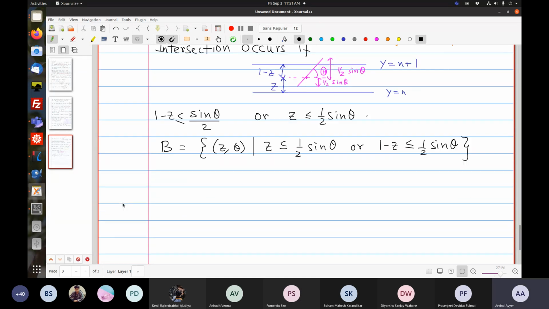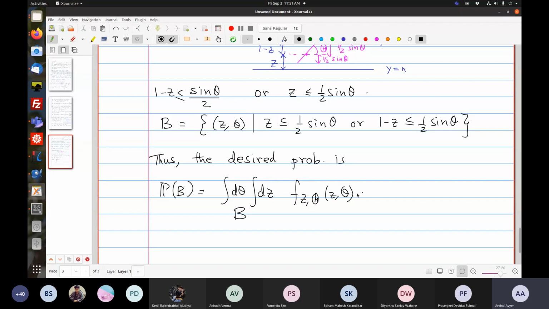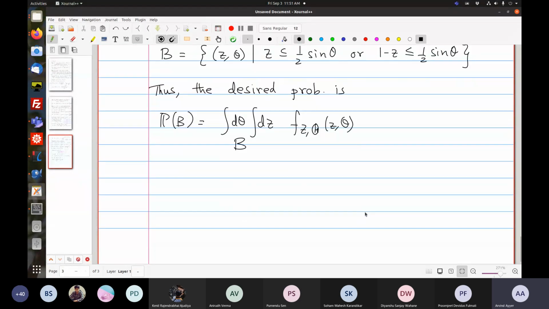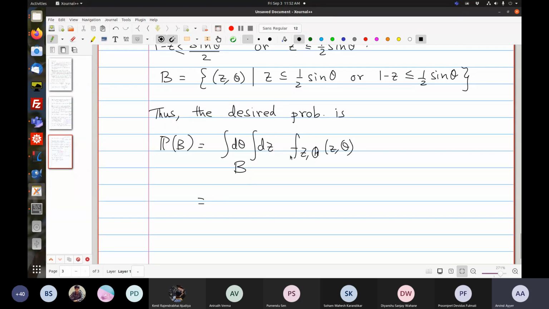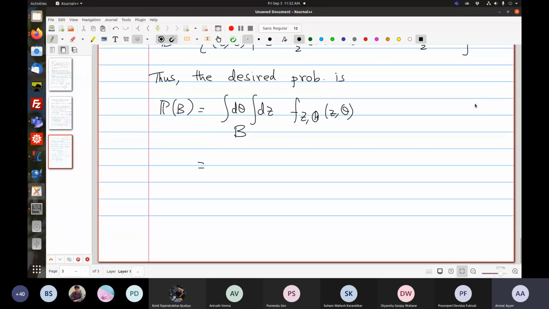And we want to calculate the probability of B. So the desired probability of the intersection is the probability of B, which is the double integral dθ dz over B of f(z, θ). Okay, so now let's do this calculation. Now it's a matter of doing your calculation carefully. The joint density is just a constant, so we don't care so much about it.